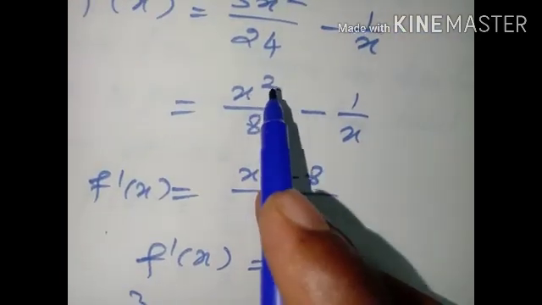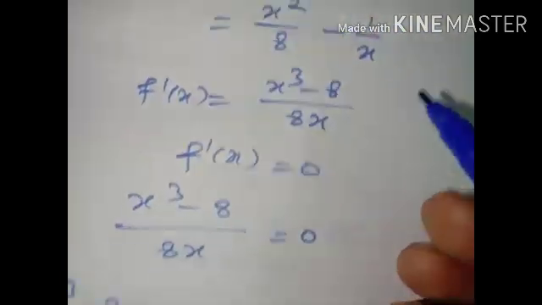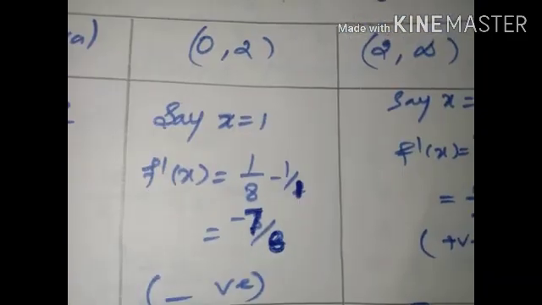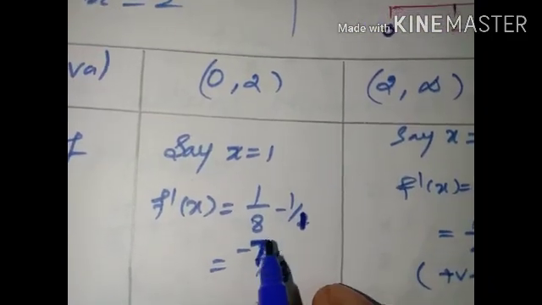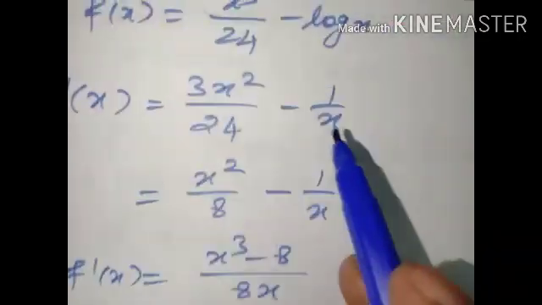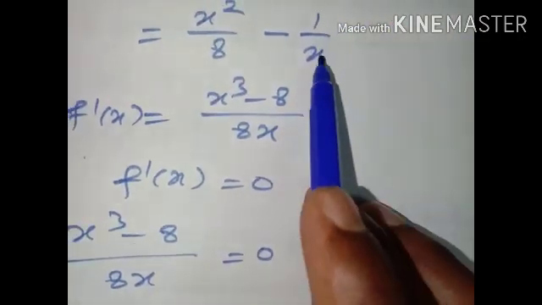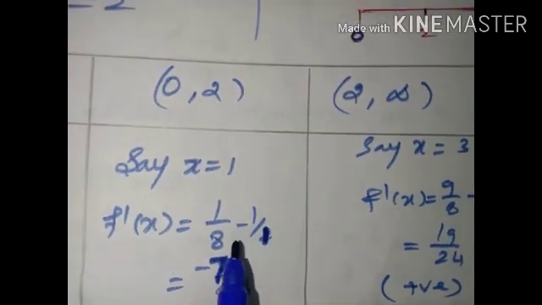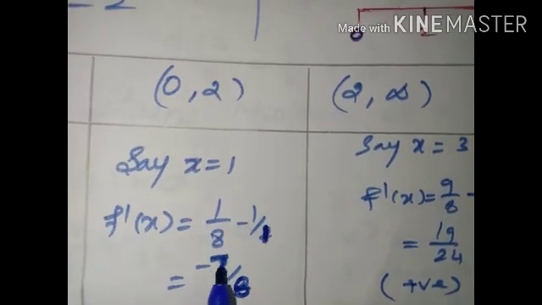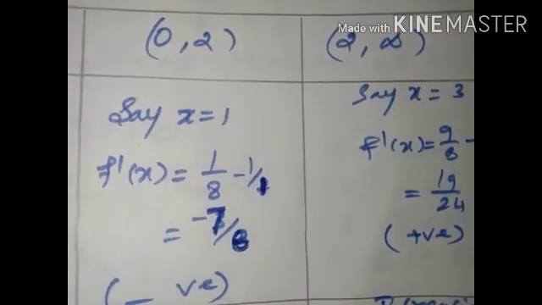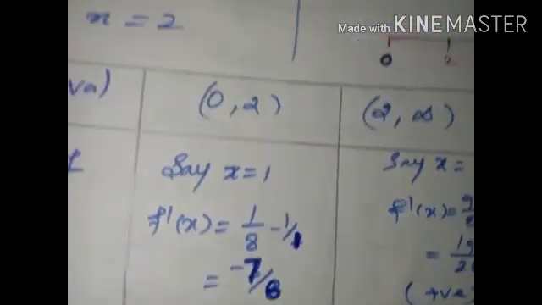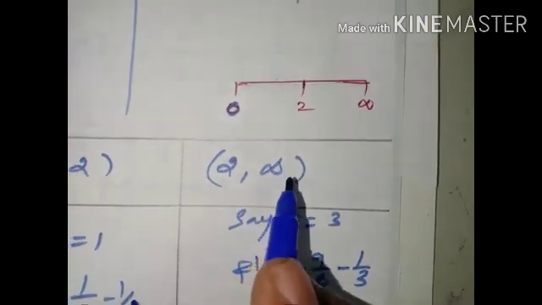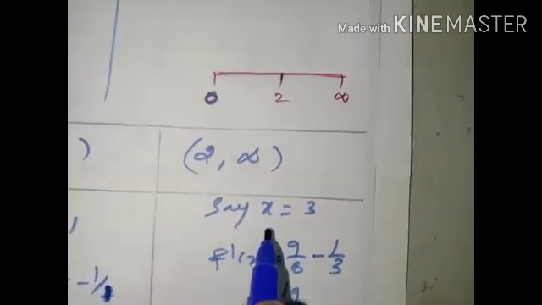minus 1 divided by 1. So 1 by 8 minus 1 divided by 1, and 1 by 1 equal to 1. So 8 ones are 8, so minus 8 plus 1, that is minus 7 divided by 8. So it is a negative value. And for 2 to infinity, take a value in between, say x equal to 3.